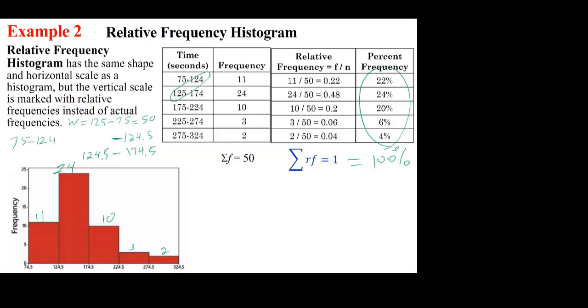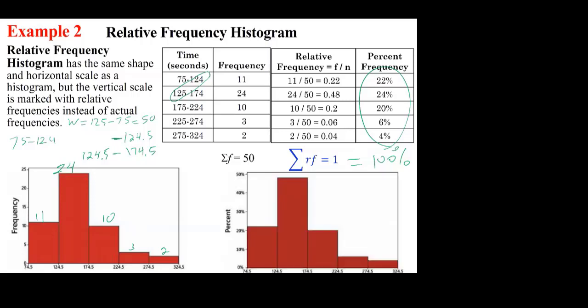The only time that it may not be 100% is due to round off error. If you have, for example, 99.9999%, or if you have 100.000, bunch of zeros and then 1%, that is acceptable. And so you graph it accordingly, and they look very similar. If you do the relative frequency or percent frequency properly, they end up giving us the same answer. The shape is very close.